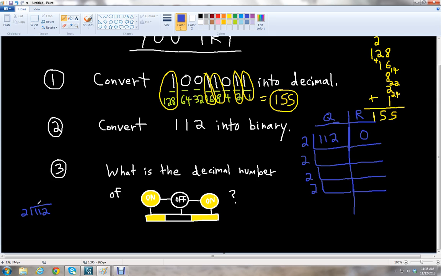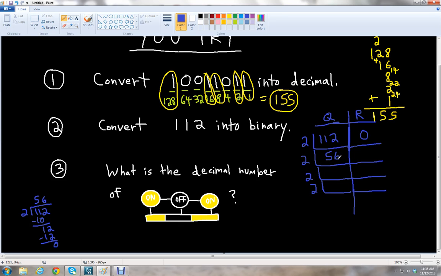So 2 into 11, 5 times. 5 times 2 is 10. 11 minus 10 is 1. Going into 2. 2 into 12, 6 times. 6 times 2 is 12. 0 remainder, right? So we have 56.